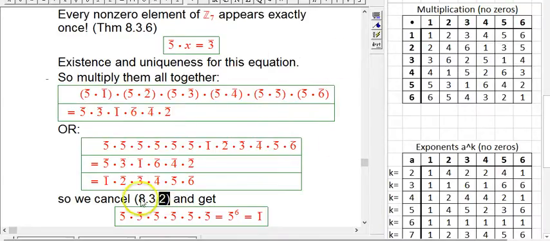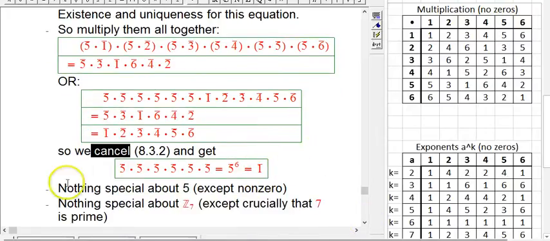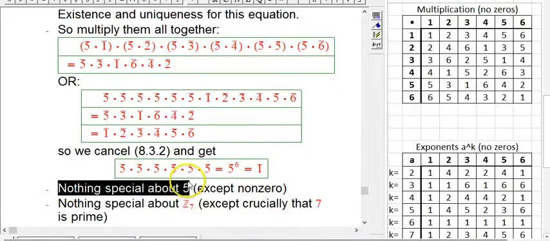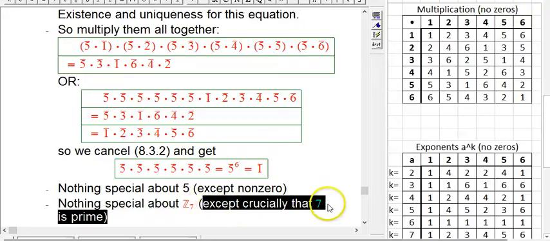And again, 8.3.2, when we can cancel is when the number we're looking at is relatively prime to the mod. And the great thing, of course, is that if we're in a prime mod, everybody but 0 is relatively prime. So we can cancel this 1, 2, 3, 4, 5, 6 on both sides, and we get 5 to the 6 equals 1. So it's very, very general. What we've used is that only that 5 was non-zero, a non-zero element of Z mod 7. And we haven't used anything really, really special about 7, except we did crucially use that 7 was prime.